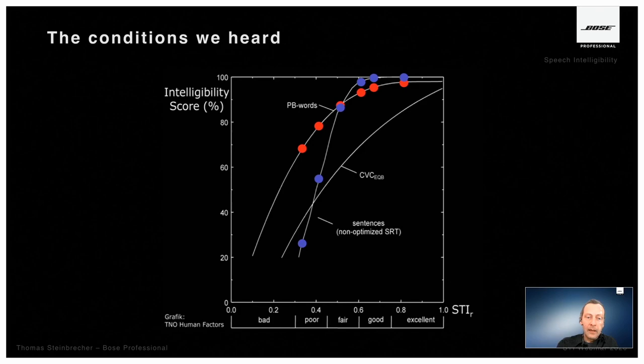Similarly, if we mark an STI of 0.5, which is our typical limit for emergency systems, and if we look at the sentence intelligibility, we see that below 0.5, the sentence intelligibility drops very quickly, and 0.5 is still at about 90%, but if we only go down to 0.4, we are already way below 60% sentence intelligibility.